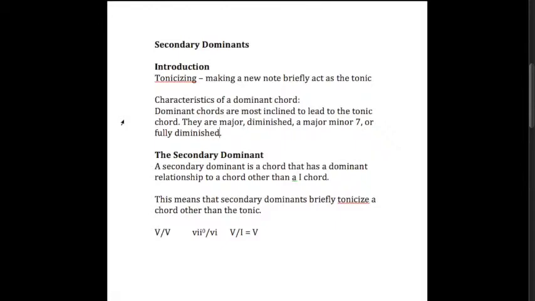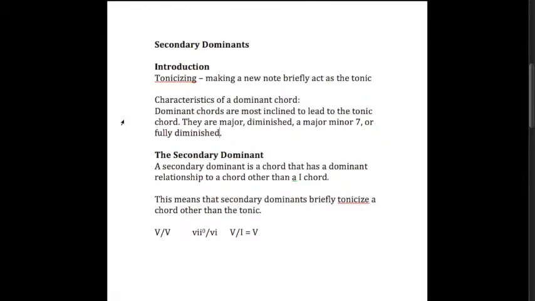The first is the idea of tonicizing something, or making a new note briefly act as the tonic. So it's a note that is not actually the tonic, but we're treating it as if it is. So if we're in D major, and we're tonicizing C, that means that we're briefly acting as though C is the tonic.